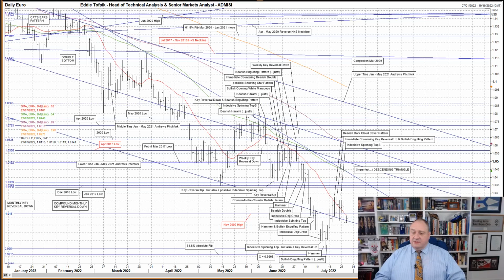I'll start with the euro against the dollar. A bearish long black Marubozu yesterday as the market tested the downside once again by punching down through both the November 2002 high at 101.70 and the seemingly still effective but broken lower tine, currently at 101.28, of the January to May 2021 bearish Andrews pitchfork.